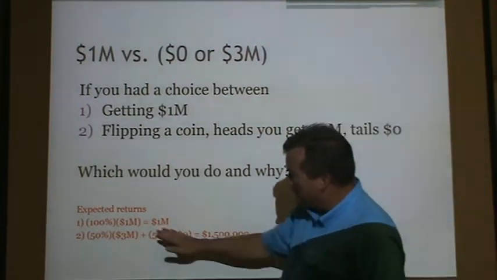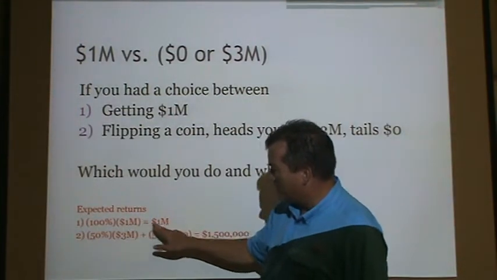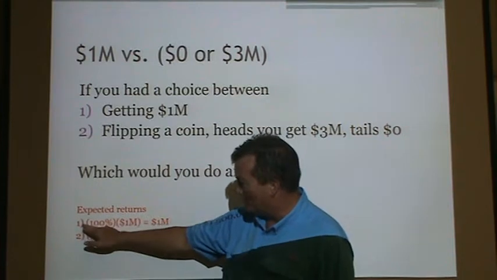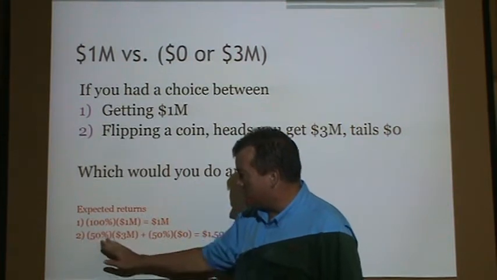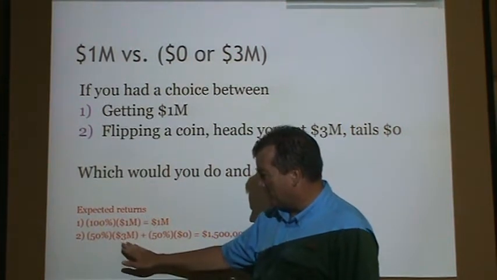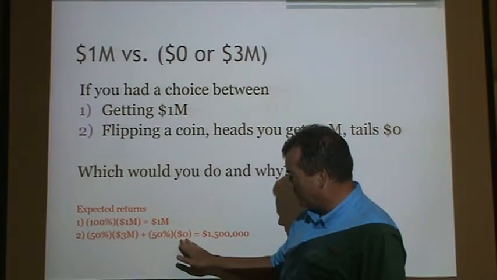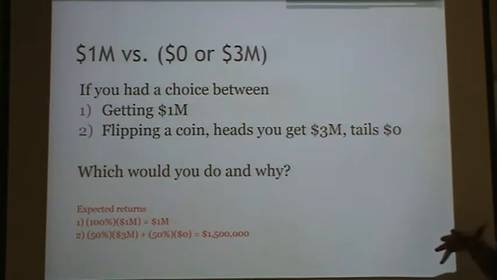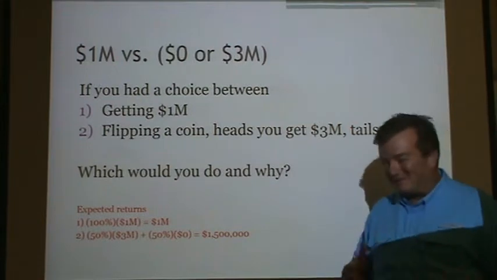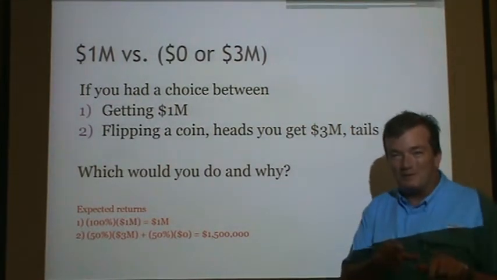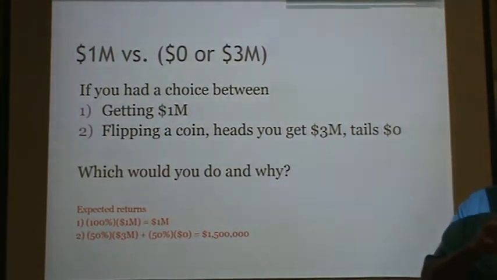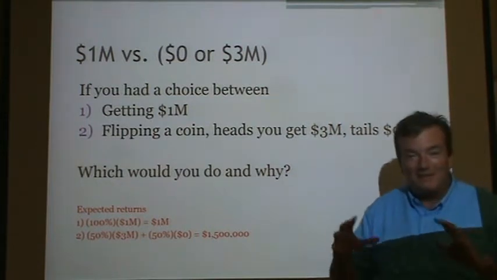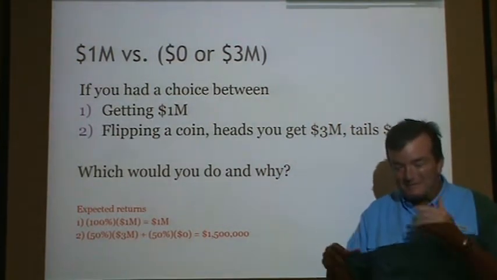So the math is the same. There's a 100% chance you'll get $1 million if you pick choice 1. If you pick choice 2, there's a 50% chance you'll get $3 million and a 50% chance you'll get 0, which means on average you'll get $1.5 million. But you would pick $1 million, right? And just like what's your gut feeling? Why would you do that? Because it's safer. Yeah. And $1 million is a lot of money.